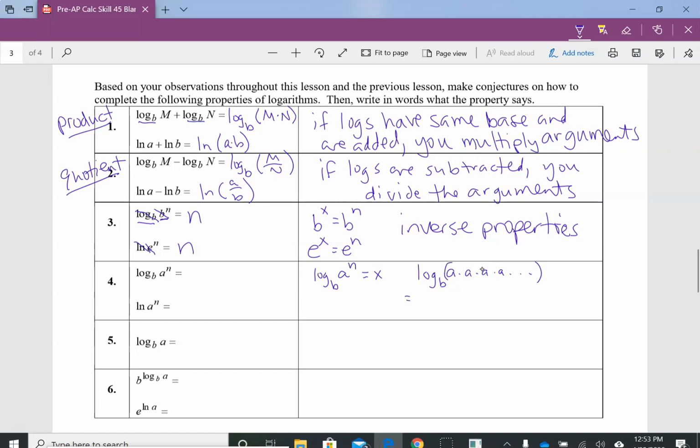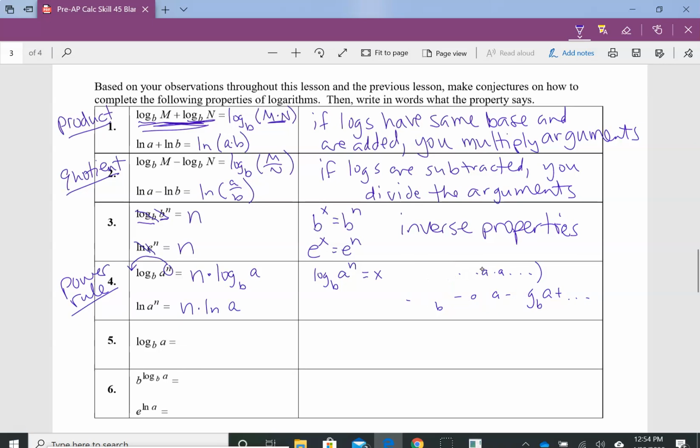And if we apply this first property in reverse, going from the product to separating them out, this would be log base b of a plus log base b of a plus log base b of a, and we're going to have that n times. So this is going to be n times log base b of a. So your exponent basically moves to the front as a product. Okay, and I call this the power rule. And same thing here, this will be n times natural log of a.